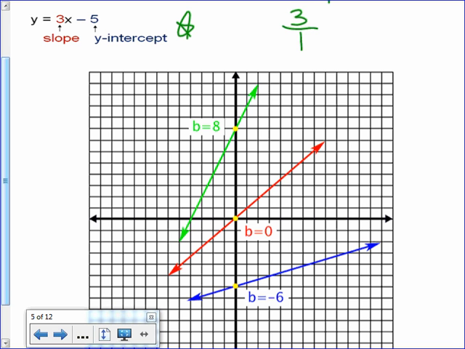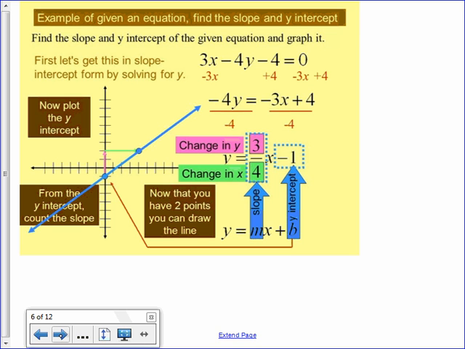Let's do one more. Here's your equation. Y equals negative 1 4 x plus 2. What's my y-intercept? 2. What's my slope? Negative 1. Down 1, run 1, 2, 3, 4. Down 1, run 1, 2, 3, 4. Okay? You would connect those points. There's your line.